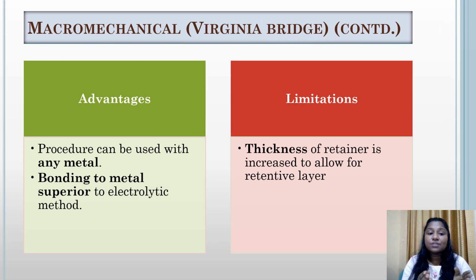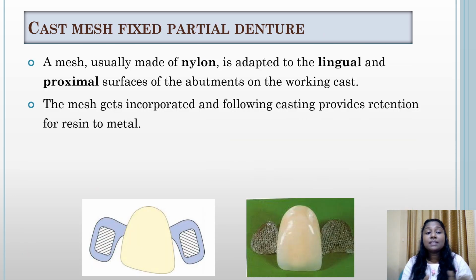The Virginia bridge's advantage is that the procedure can be done on any metal, and the bonding is superior compared to the Maryland bridge. However, the limitation is that the thickness of the retainer has to be increased to allow for the retentive layer. Let's see a special type of RBP, which is the cast mesh fixed partial denture.